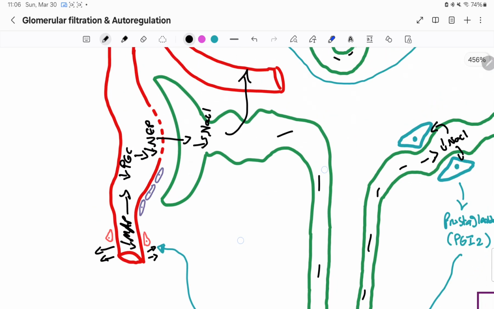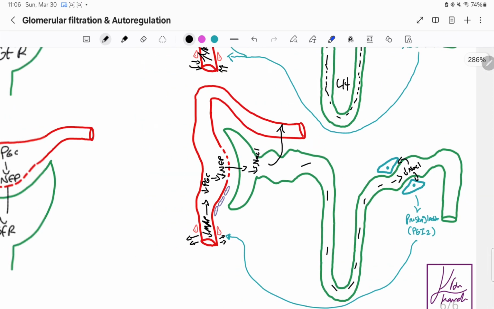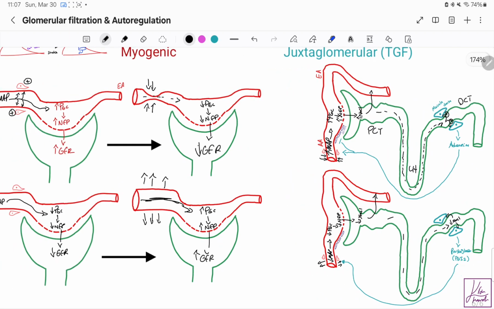The kidney's not getting enough blood flow. I'm not filtering enough sodium chloride, which means what? Which means you need to vasodilate here so I can increase the mean arterial pressure, increase the hydrostatic pressure of the glomerular capillaries, and increase the net filtration pressure and increase the sodium chloride. That's the negative feedback loop.